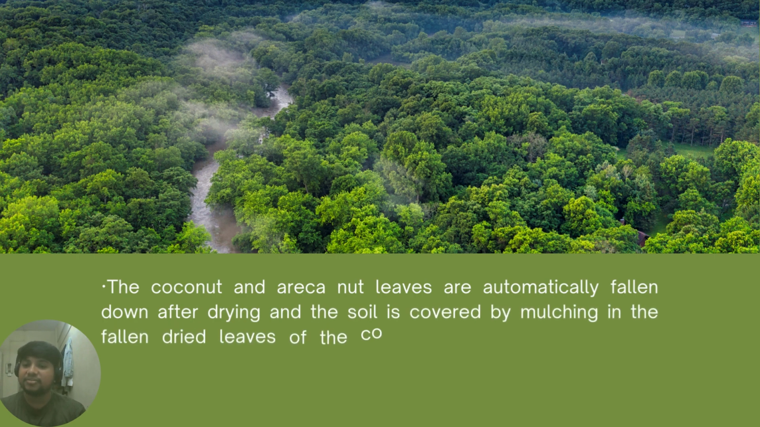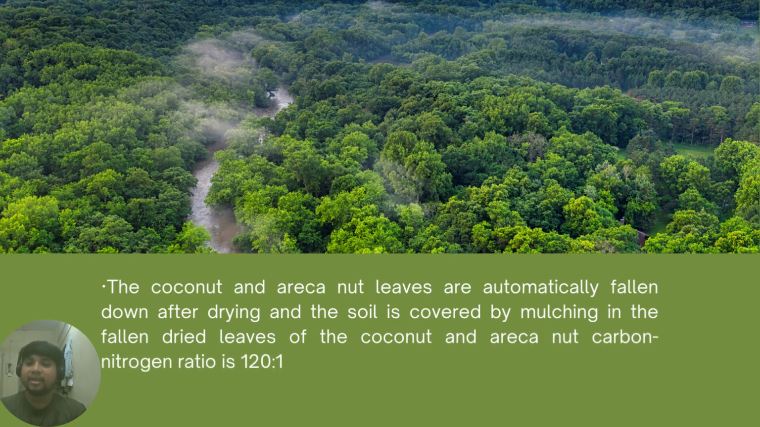In the fallen dried leaves of coconut and arecanut, the carbon nitrogen ratio is 120 to 1. That means in the dried leaves of coconut and arecanut, there is 120 kg organic carbon, but only 1 kg organic nitrogen. When these leaves are decomposed after applying the Jivamrut or Ganajivamrut, the entire 120 kg carbon is released and only 1 kg nitrogen is released. This 1 kg of nitrogen combines with only 10 kg of carbon, and 110 kg of carbon will remain. It will go into the atmosphere and global warming will increase.